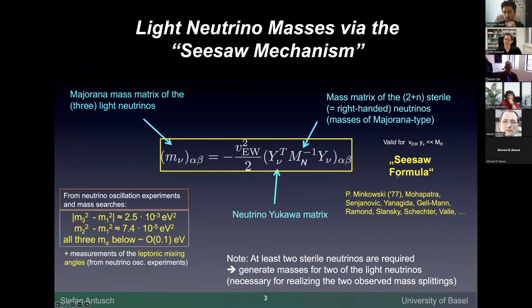then one would obtain a mass matrix for the light neutrinos via the seesaw formula, which is shown here. It is inversely proportional to the mass matrix of the right-handed neutrinos. From this light neutrino mass matrix, one can explain the neutrino data that we have from light neutrino flavor oscillations. We have to explain two mass splittings, so we need at least two of the light neutrinos to be massive. From this, we already know that we need at least two sterile neutrinos, two right-handed neutrinos, in order to have rank 2 for this light neutrino mass matrix. This is a minimal requirement we can already tell from the seesaw formula.